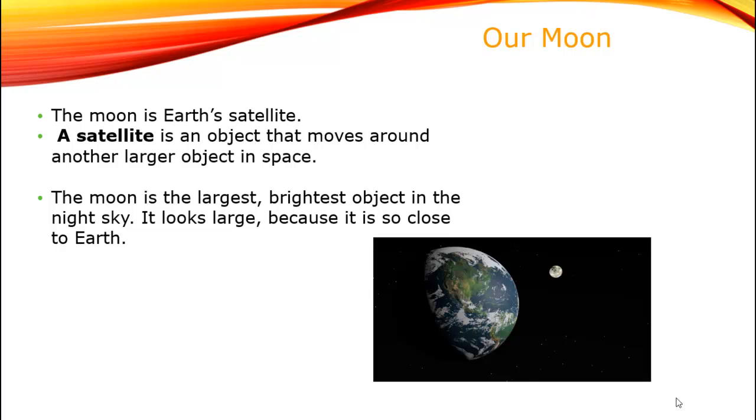The moon is Earth's satellite. Satellite means an object that moves around another larger object in space. The moon is the largest, brightest object in the night sky. It looks large because it's so close to Earth.